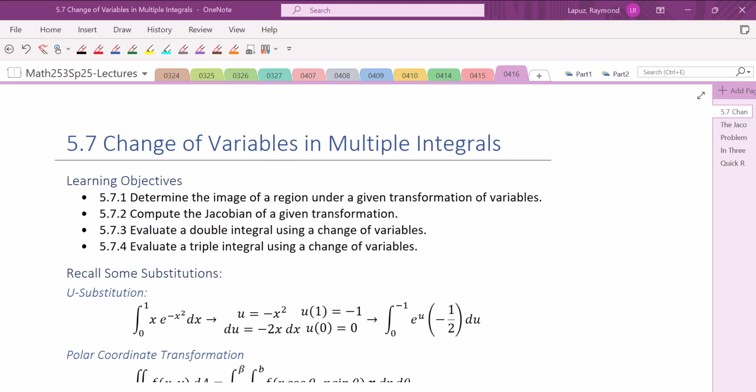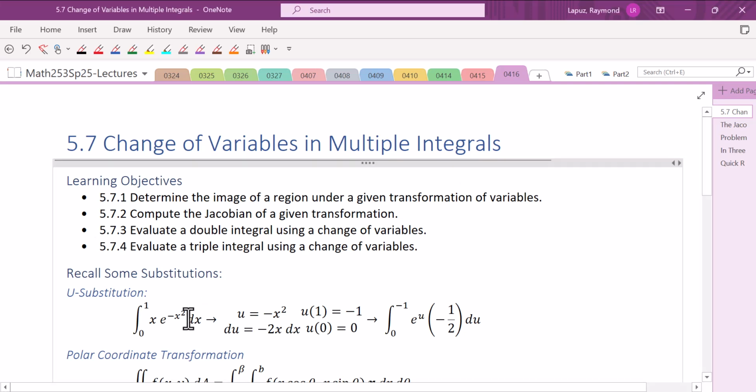And in doing so, we need to compensate for the dA or dV. So much like in a U substitution, and here's our U substitution example, when we change the variables from X to U or something else, we need to compensate to change the dx into something. So the dx will include some sort of compensating function that is related to the differential.